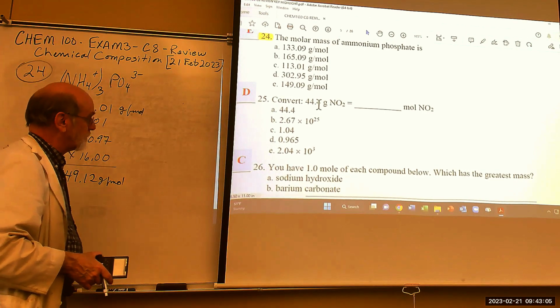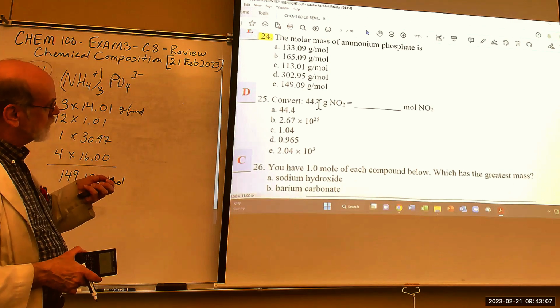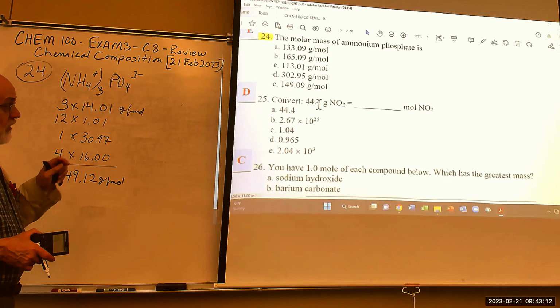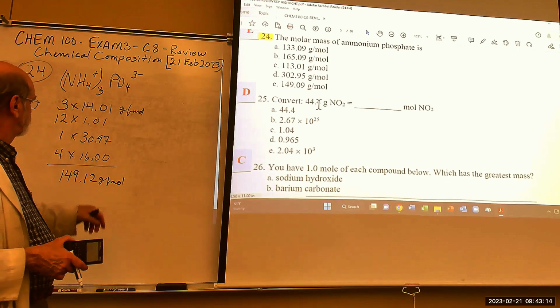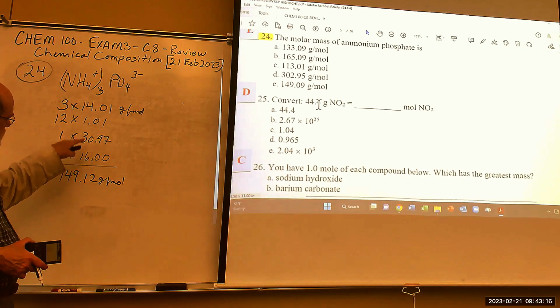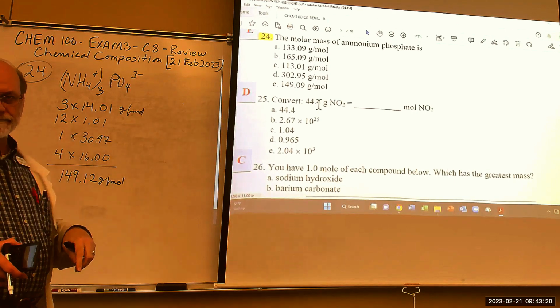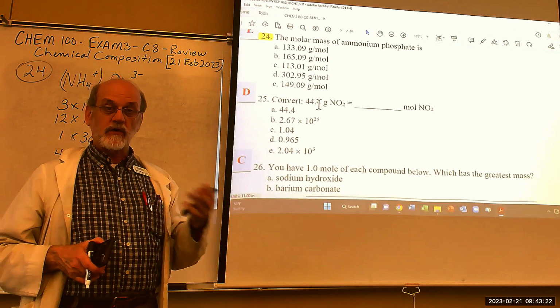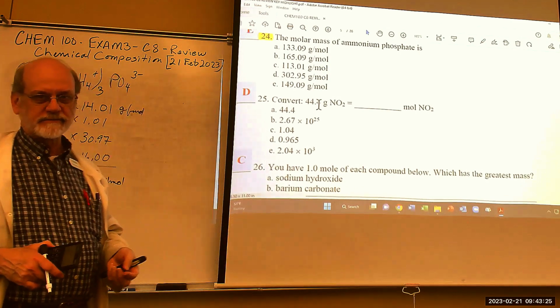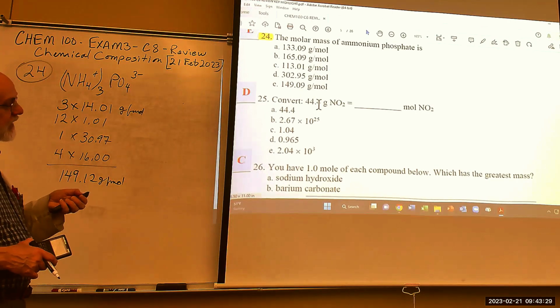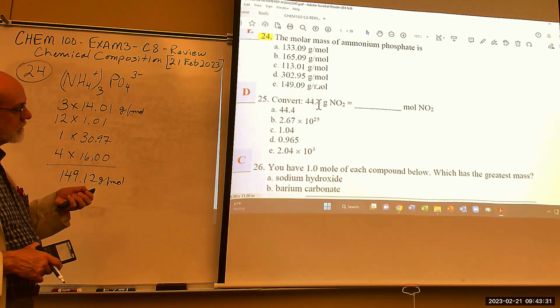Okay, the closest one is this one. Right? You know why it's that different? Probably because of this one. Most textbooks will just say 1 gram per mole for hydrogen, but actually it's 1.01. All right, so that's the best answer, 149.09.